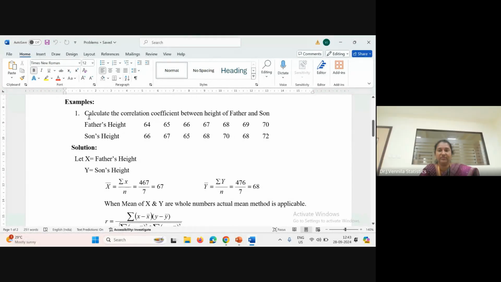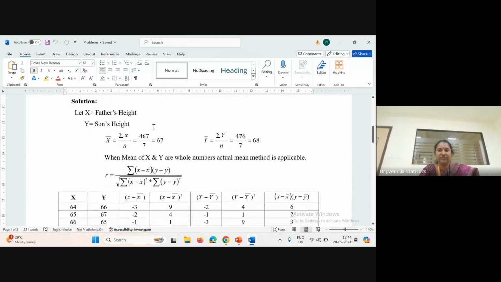Okay. Yes, ma'am. See the problem. Example: calculate the correlation coefficient between the height of father and son. In the problem, the father height and son height are mentioned. They want to identify whether any relationship exists between these two variables. Now you just see the formula.